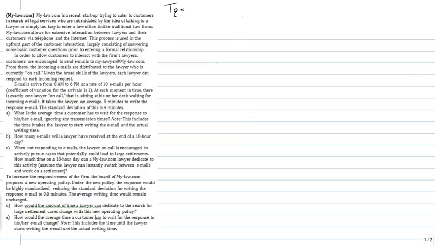It's equal to the activity time times the utilization over 1 minus the utilization, times the coefficient of variation of the inter-arrival time squared plus the coefficient of variation of the activity time squared, all over 2. We'll have to now solve for several of the inputs into this equation.